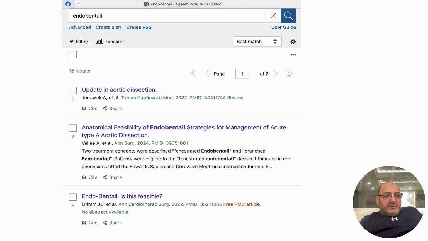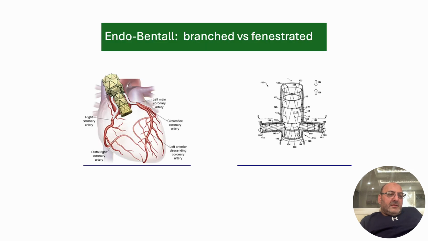In Atlanta, there was a case report. In Maryland, there were 5 case reports. In California, there are a lot of places where this endo-Bentall has been done. It's all experimental, all off-label. I don't think there's an IDE for it yet. We started off in Brazil, and we'll go over that in a little bit.